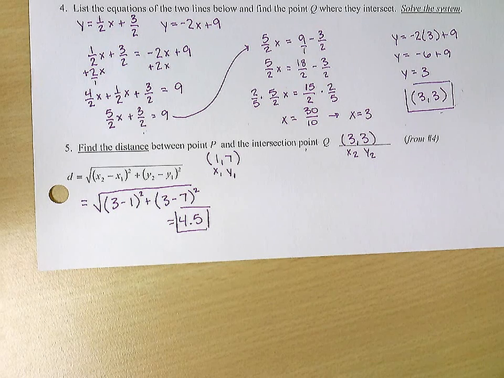You guys can write these ones as decimals instead of fractions if you want to, for your intersection. Just do it in decimals instead of 5 halves.